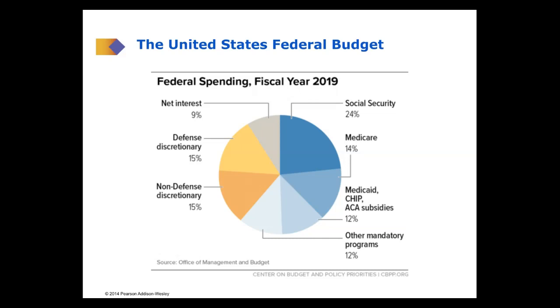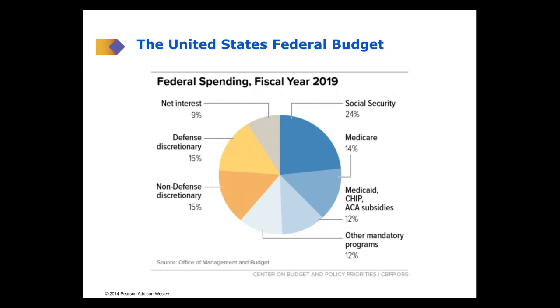This is for the year 2019, but the proportions are similar for the current years. About 24%, a quarter of the budget, goes to Social Security, which for the most part is the insurance program, the retirement payments for older people.